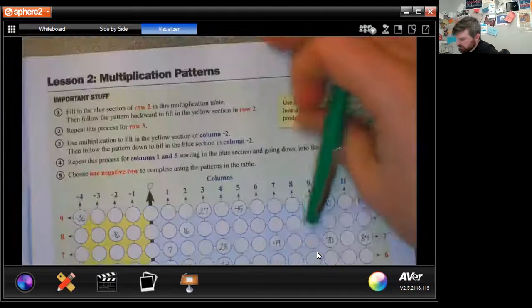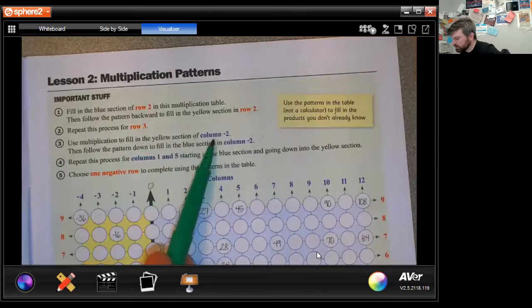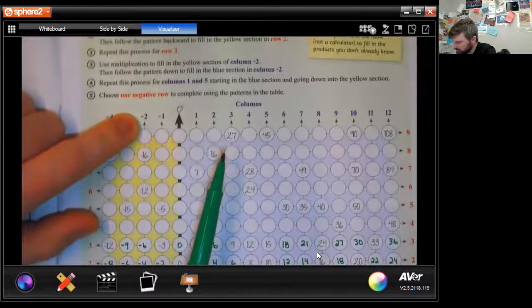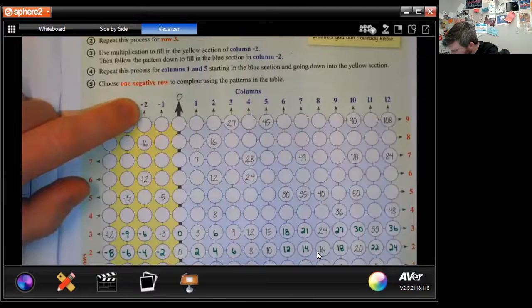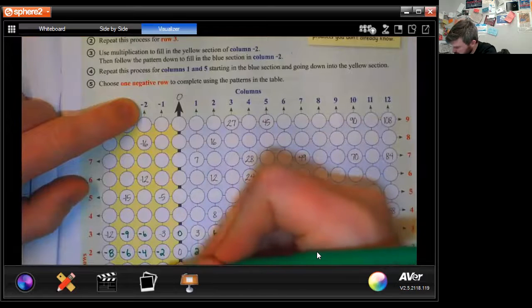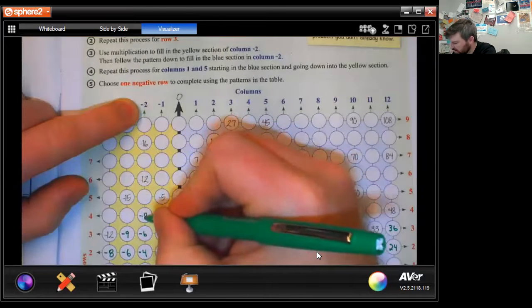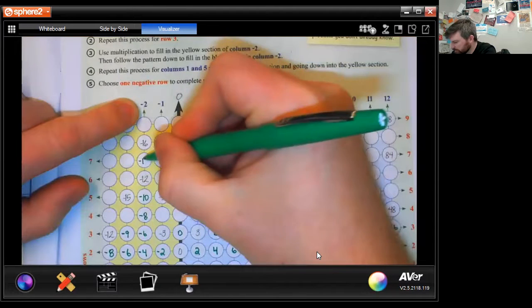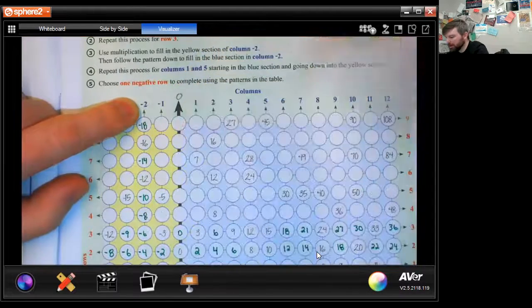Step 3 here says use multiplication to fill in the yellow section of column -2. So here's column -2. We're going to fill in the yellow section. So 1 times -2 is -2. So you got -2, -4, -6. Continue that pattern. -8, negative 10, negative 12, negative 14, and negative 16, negative 18. So here we were just going by twos.